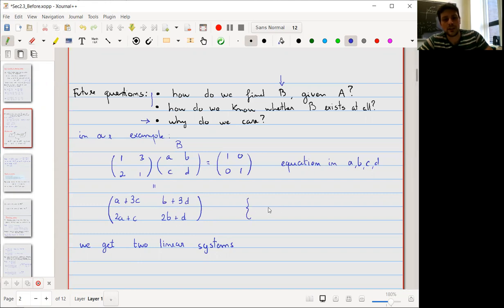The first one is A plus 3C must match the entry in the identity matrix, which is 1, and 2A plus C is equal to 0. The second is B plus 3D must be 0, and 2B plus D must be equal to 1. I'll let you solve these linear systems, but you'll find that the result must be the matrix B that we worked with before.